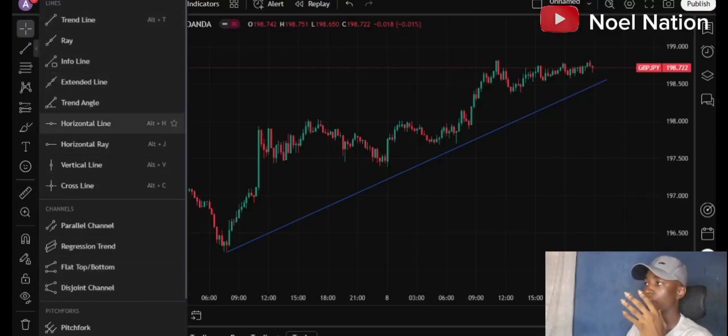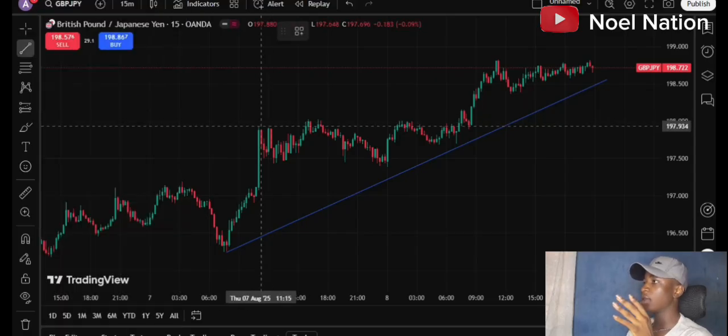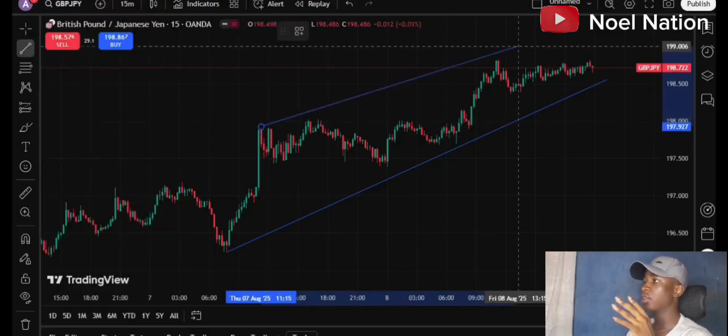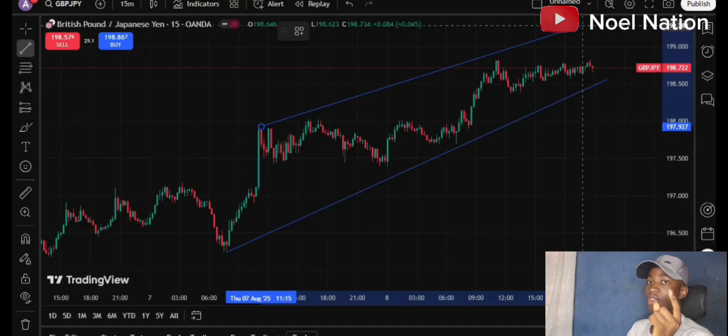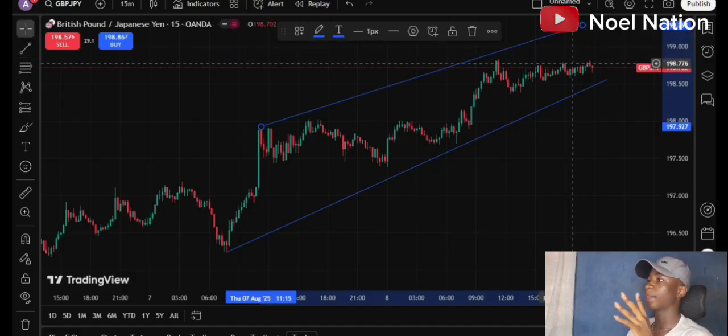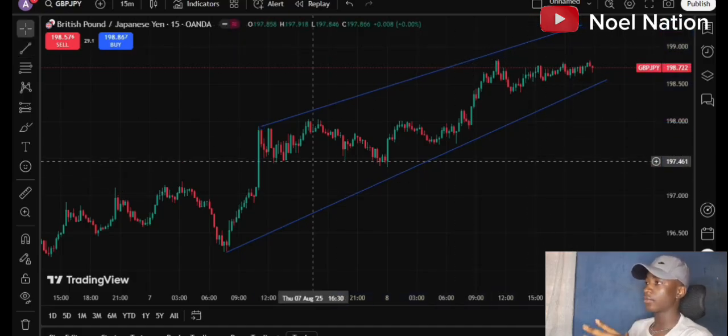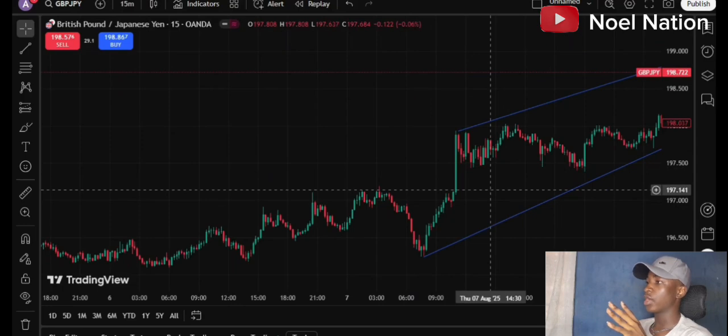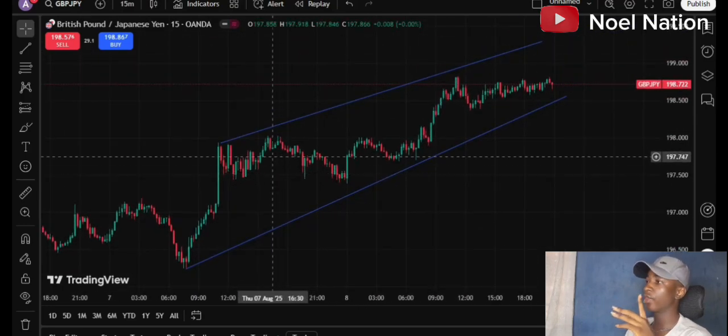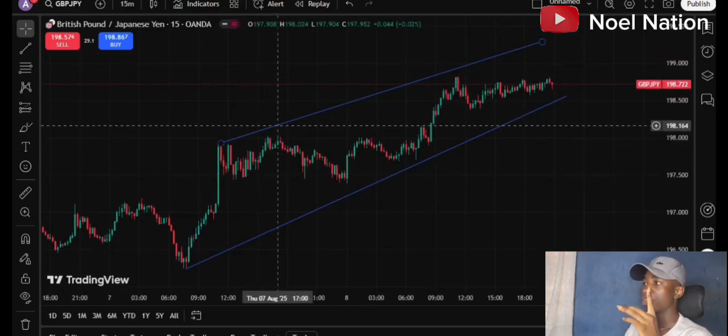But for the sake of trend line, just use trend line. This is what it is. That means this market is completely bearish. Sorry, it is bullish, completely bullish. So this is what a trend line does to the chart. So now let me look for an example of a bearish trend.